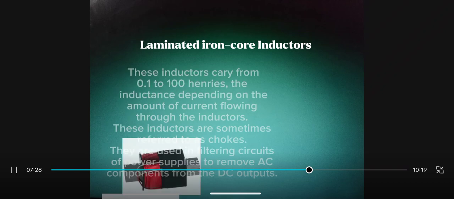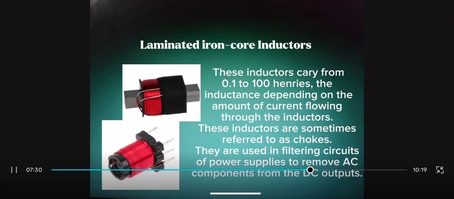That's it. And now we have laminated iron core inductors. These inductors carry from 0.1 to 100 henries, the inductance depending on the amount of current flowing through the inductors. These inductors are sometimes referred to as chokes. They are used in filtering circuits of power supplies to remove AC components from the DC outputs.